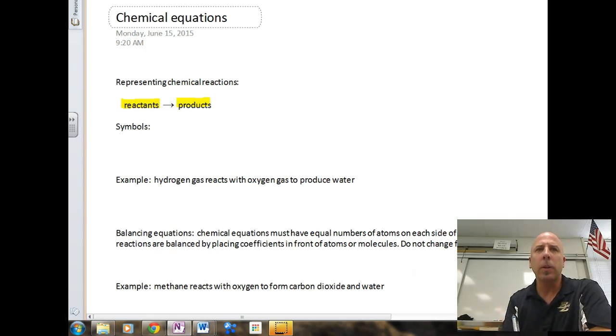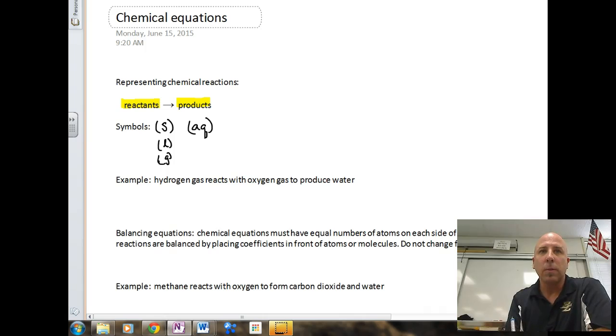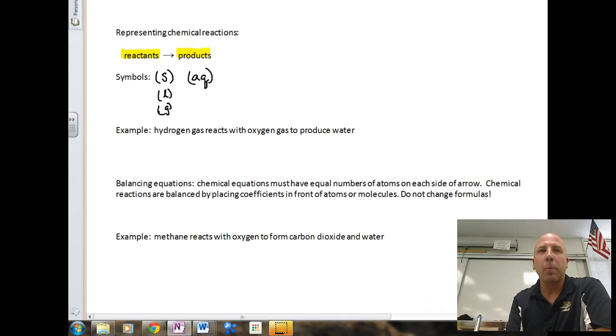Some of the symbols that we're going to use for chemical reactions, of course, you might see a solid reactant being used or a solid product being formed. You might see liquids, you might see gases, you might see aqueous solution, something that's been dissolved in water. Okay, and so let's give you a sample chemical reaction, and we're going to write this guy out.